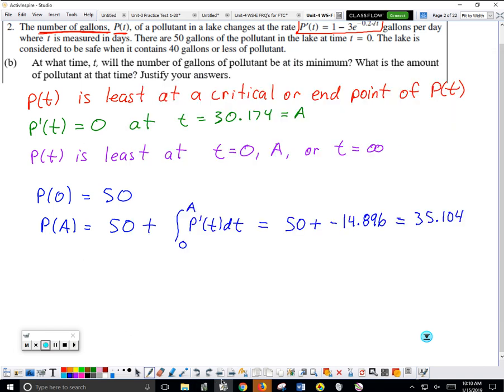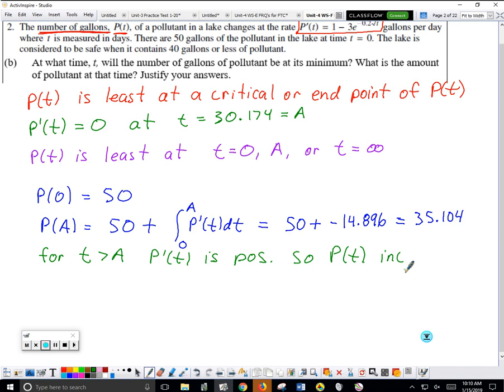So come back here and say, for t greater than A, P prime of t is positive, so P of t is increasing. So I can't really find what the value of P is at infinity, but I don't need to. Because if P is just getting bigger and bigger and bigger, the lowest point's got to be time A. You need me to talk through that again? So that's what you write down.